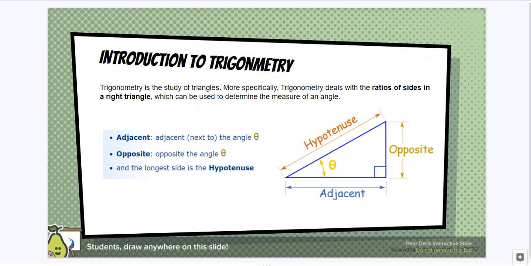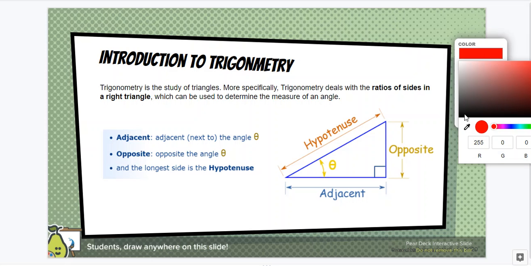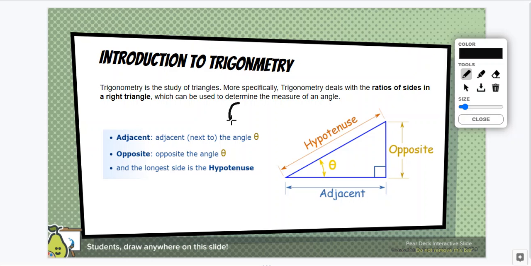There's some new terminology that you should be aware of as we're going through this. That's the words adjacent and opposite, and theta. So theta is this odd looking O with a line through it. This is theta. And we use theta to demarcate the reference angle, or the angle that we're interested in looking at the time.